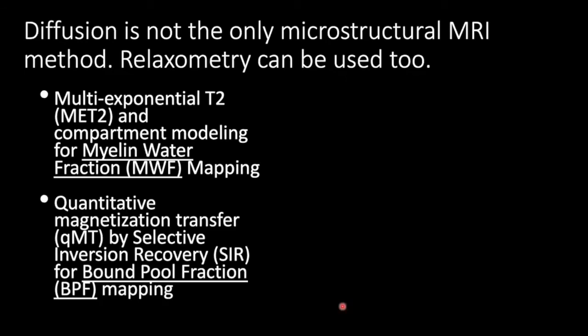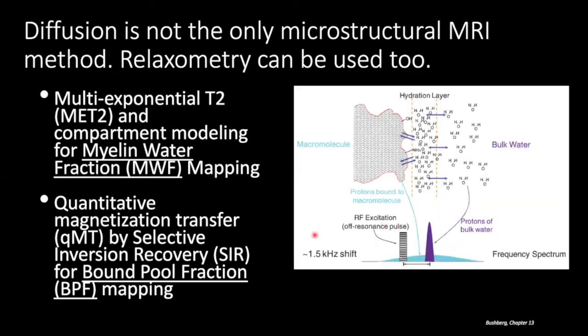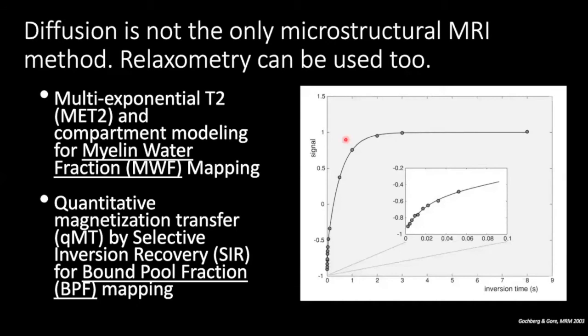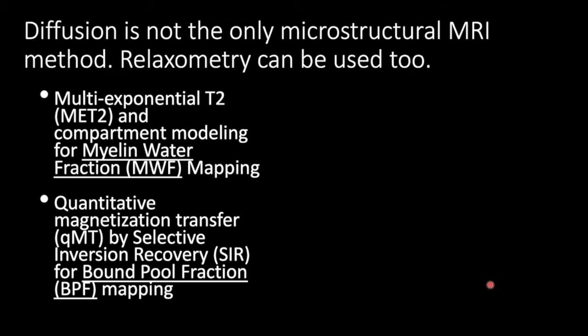Additionally, we use bound pool fraction mapping, which is acquired using magnetization transfer, which you're all familiar with, using pre-pulses that saturate the bulk water and then partially saturate the bound water. And we can use some math to determine the bound pool fraction and map it. Then we can choose our inversion recovery times in a way that we are sensitive to the exchange rates that we would like to map in our bound pool fraction maps.